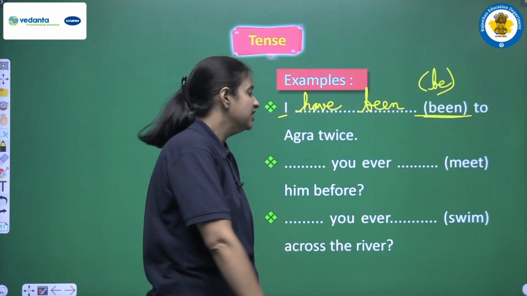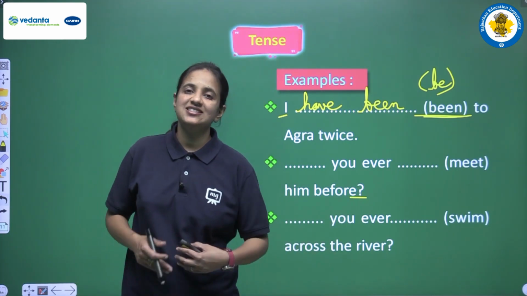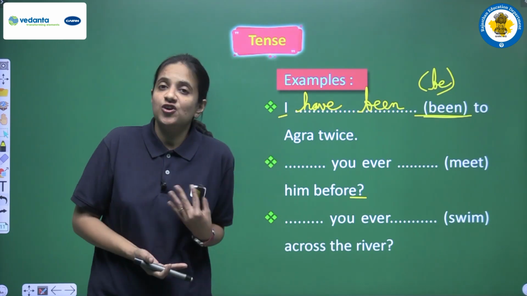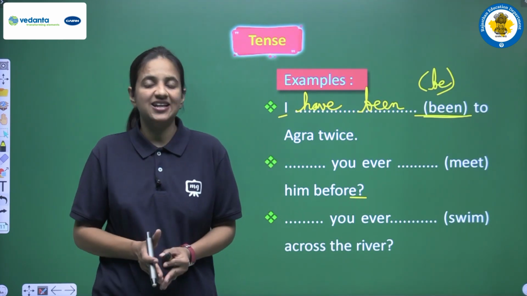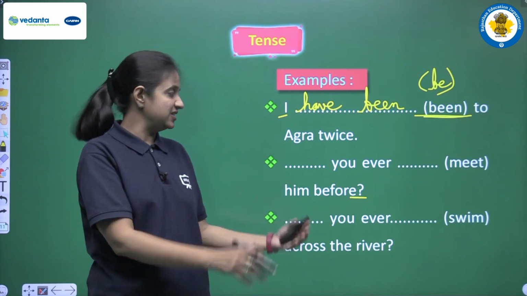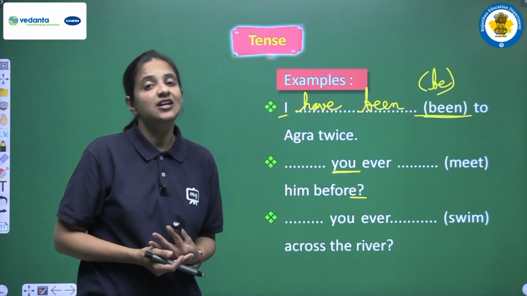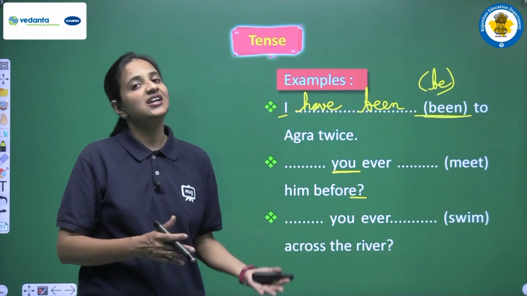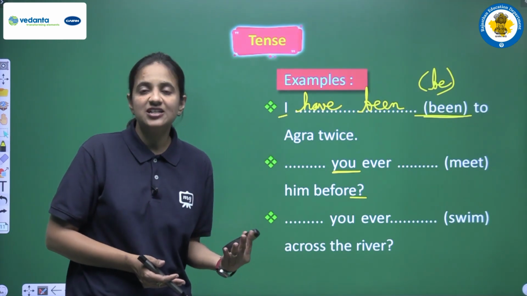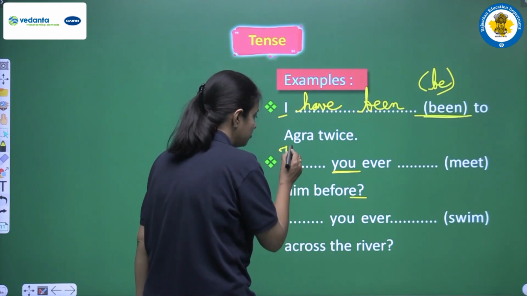Next is, you ever meet him before. So just focus that we are having a question mark at the end of the sentence. It means that this is an interrogative sentence, and for this interrogative sentence no question word is there, no WH word is there. It means we have to add our helping verb at the beginning of the sentence. Now the second thing is we have to see the subject. We are having you as the subject, and you is a plural subject, and we know that for plural subjects we always use have. So we will start our sentence with have.